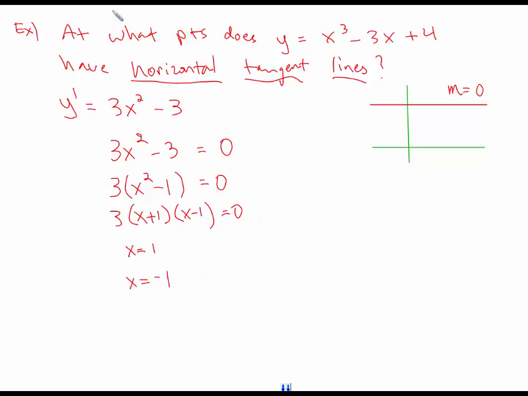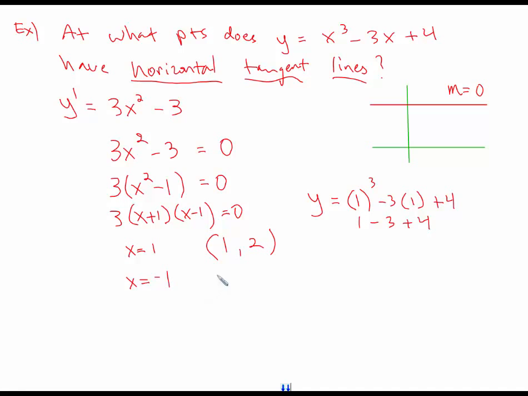Now the question though was, at what points? So we need to find coordinates. To find the coordinates, you're going to take x, because all you have is x. To find out what y is going to be, you have to take x and plug it into the original function. So y is equal to, in this case, 1 to the third power minus 3 times 1 plus 4. So you end up with 1 minus 3 plus 4, and that's going to give you 2.